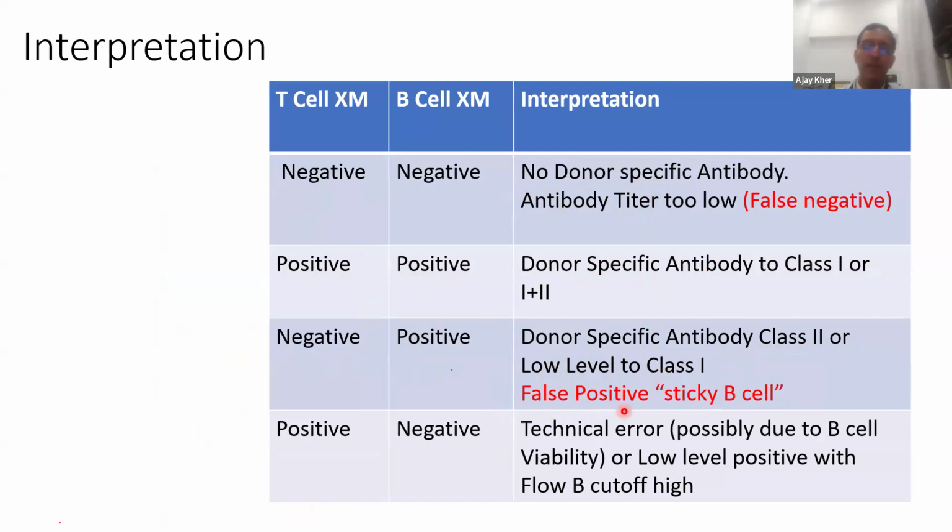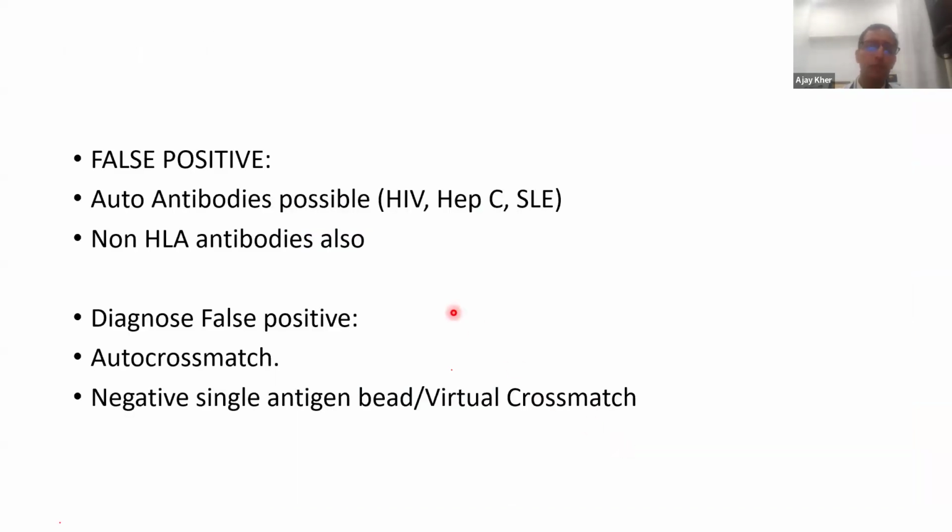B cell viability, as well as its interactions, can sometimes lead to false positivity. If your T cell is positive for a flow, but B cell is negative, you should look for technical errors. So again, the false positives are the same as or similar to the CDC crossmatch: autoantibodies with HIV, Hep C, lupus. Non-HLA antibodies can also cause it to be false positive.